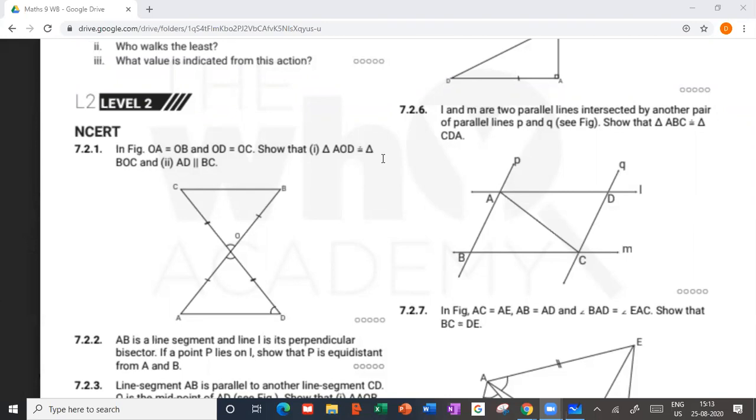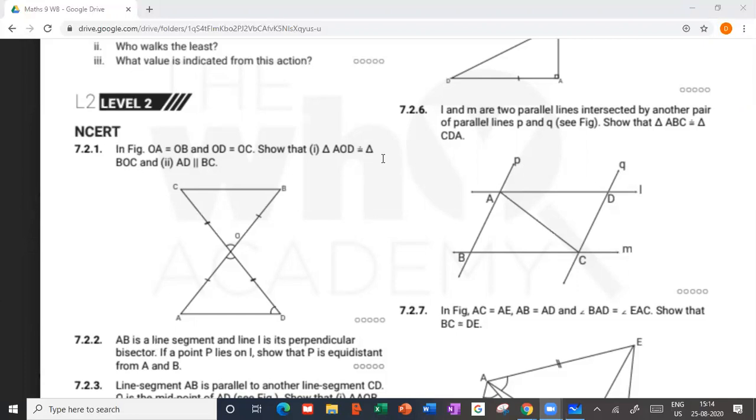Cool. And so that's the first part. And what about the second part? Ma'am, as AOD is congruent to BOC, we can say AD is parallel to BC by CPCT. Okay. Cool.